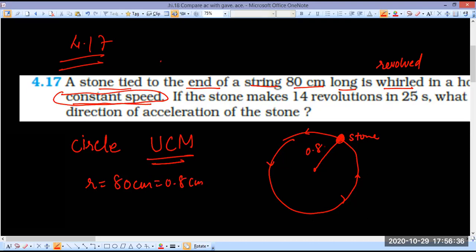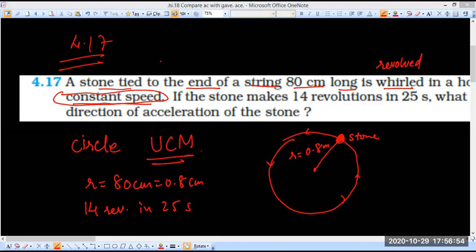Right, for that we don't need to know any more physics. Okay. And it is given that it makes 14 revolutions in 25 seconds. Don't you all have the textbook with you? Don't you? Textbook? Vedant?